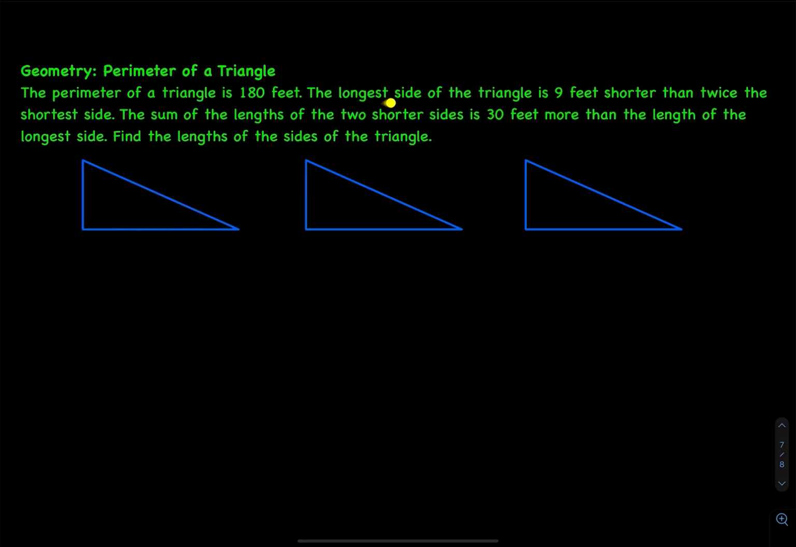The longest side of the triangle is 9 feet shorter than twice the shortest side. The sum of the lengths of the two shorter sides is 30 feet more than the length of the longest side. Find the length of the sides of the triangle. So in a triangle, the hypotenuse is always the longest. I prepared 3 triangles, one for description, one to define the variables, and the last one is for me to state the dimensions after I finish the entire problem.